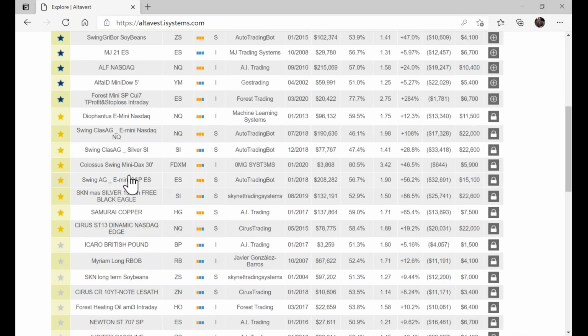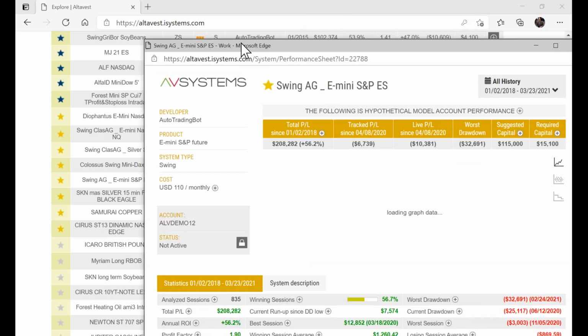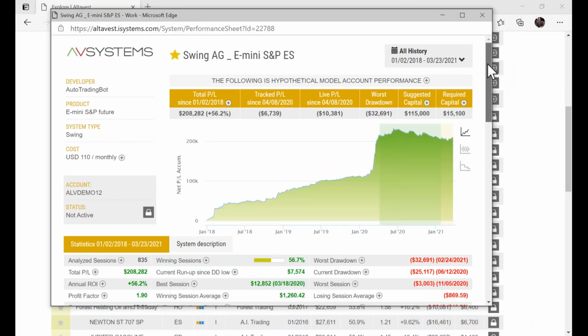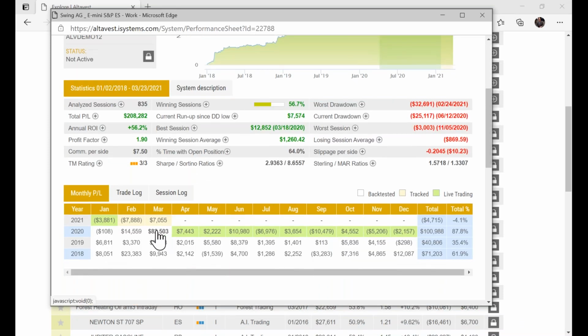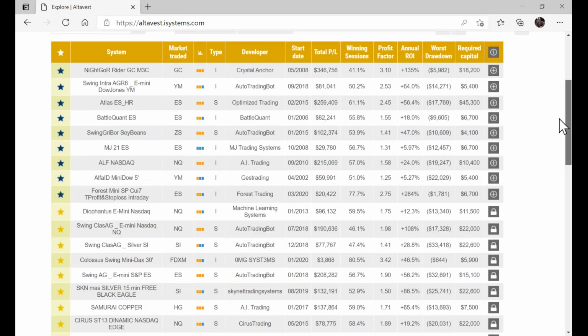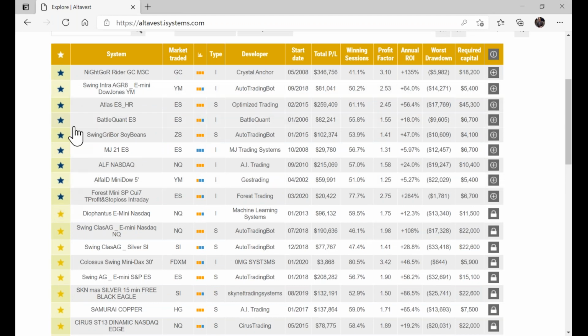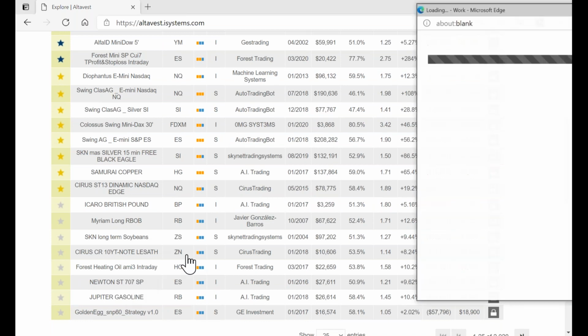This one here is an E-mini S&P, and we like the E-mini S&P and the NASDAQ a lot. So you can see this had a tremendous run up here in March of 2020. Look at that big number in back testing, and then it went live, and you can see month by month how it's performed. And then you can see the ones that are blue, and I'll explain that in just a second. But for example, here's an S&P system.